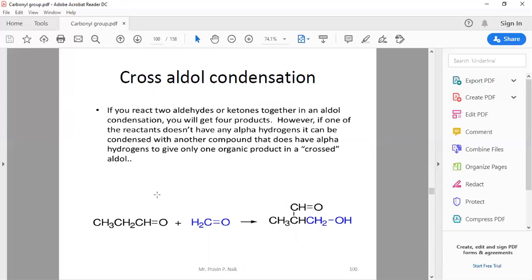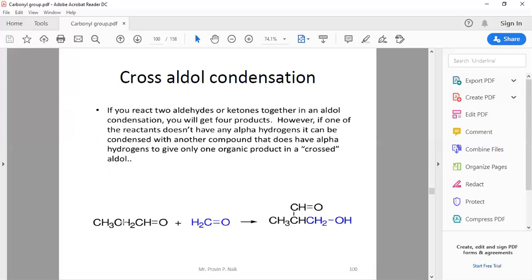Next is cross aldol condensation. In case of cross aldol, you can have two different aldehydes reacting together. If you react two aldehydes or ketones together in aldol condensation, you will get four products. In this case, base can abstract the proton of formaldehyde, or here it can abstract the proton from this part. However, if one of the reactants doesn't have any alpha hydrogen, here the formaldehyde does not have the alpha hydrogen, it can be condensed with another compound that does have the alpha hydrogen to give the product, that is cross aldol condensation.